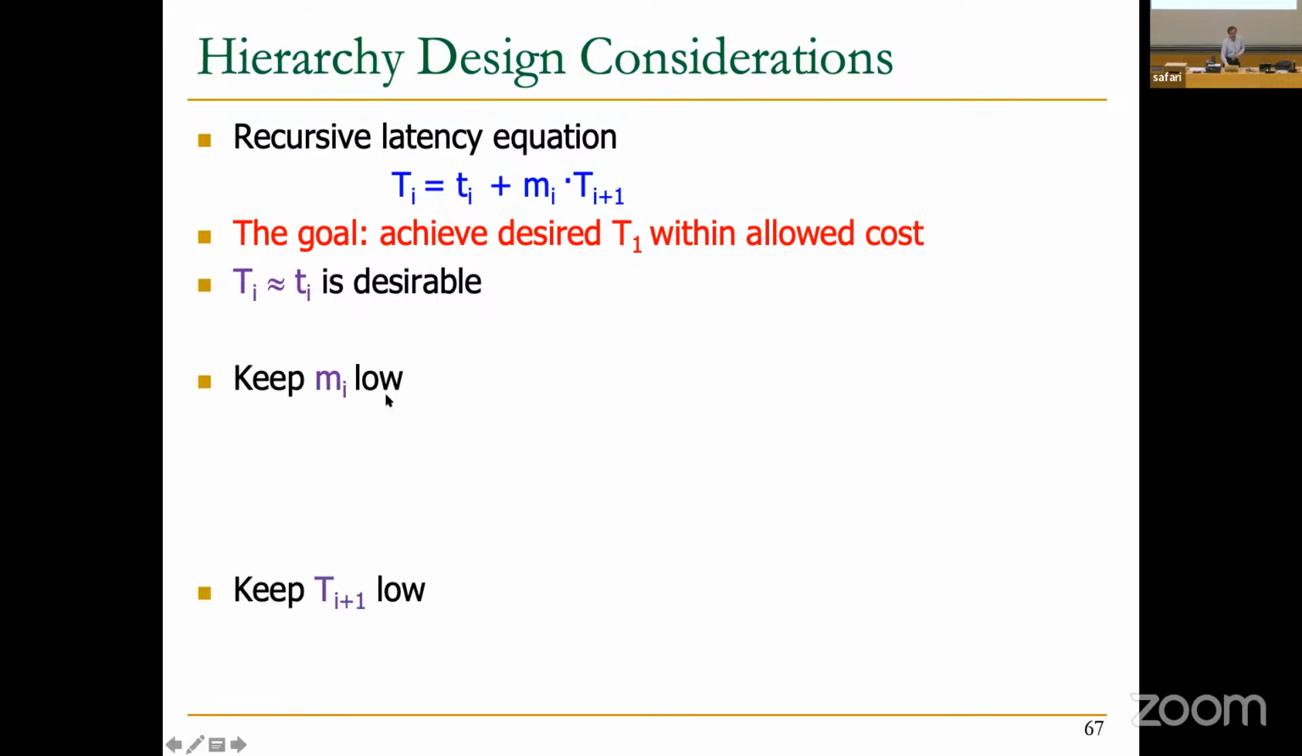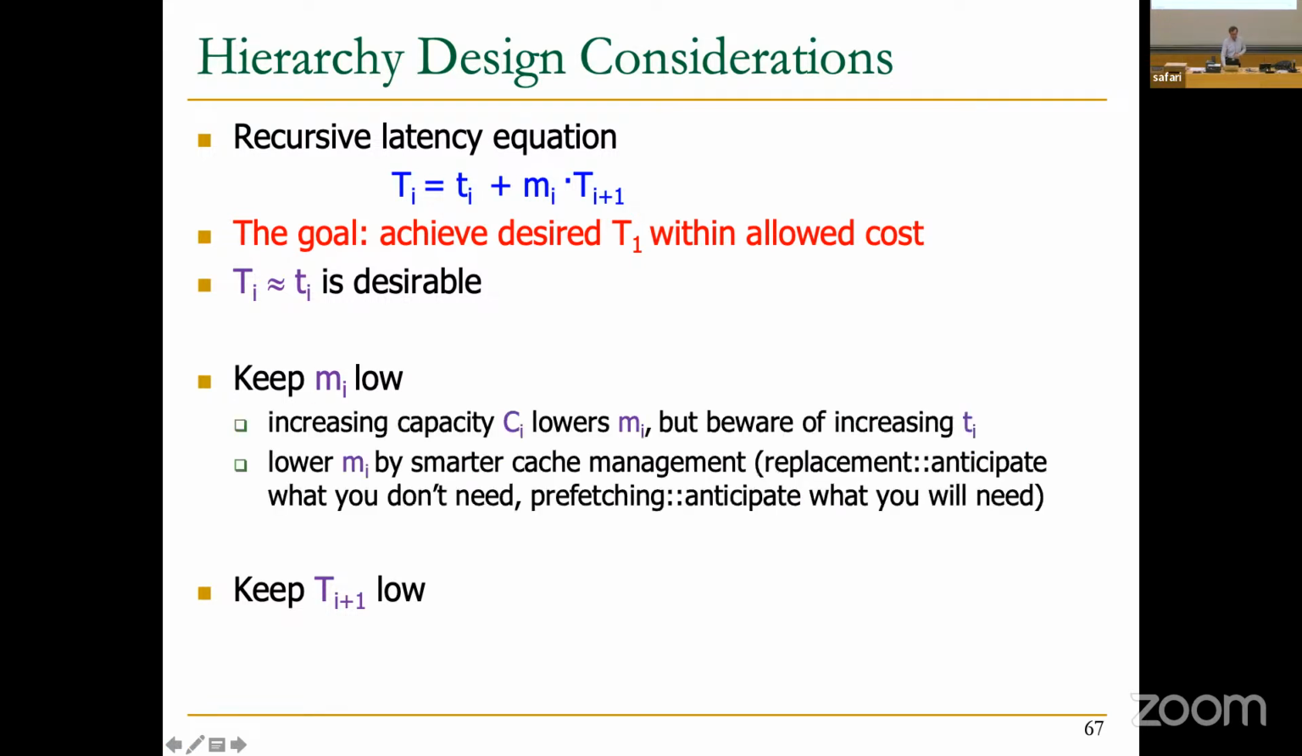So as a result, we want to keep the miss rate as low as possible. But unfortunately, increasing capacity CI lowers the miss rate, which may be good, but this increases the intrinsic access latency TI also. So that's the trade-off, right? You can lower the miss rate by doing smarter cache management, which we're going to talk about today and next week, probably next week a lot. You can do replacement, anticipate what you don't need, for example. You can do prefetching, anticipate what you will need. There are a lot of management mechanisms that you can use to reduce the miss rate.